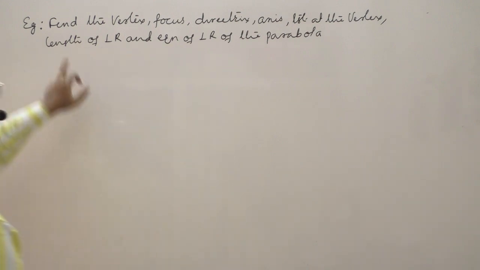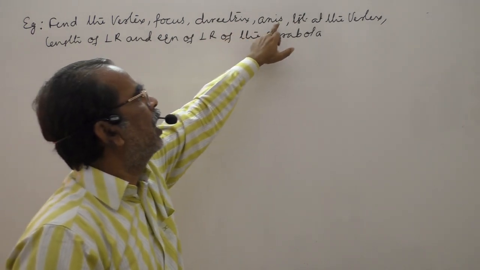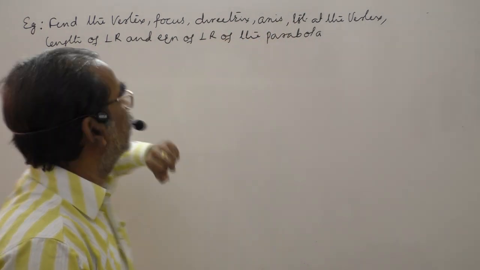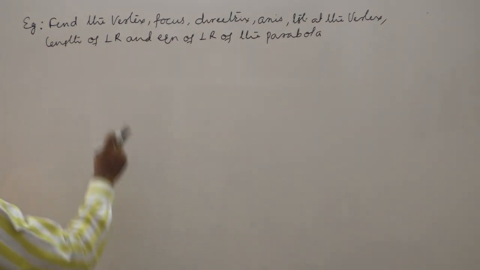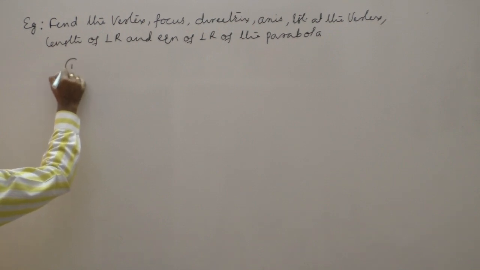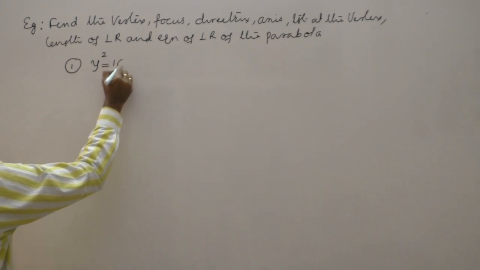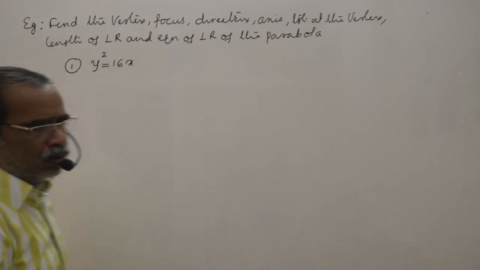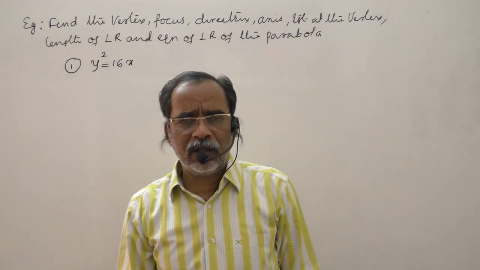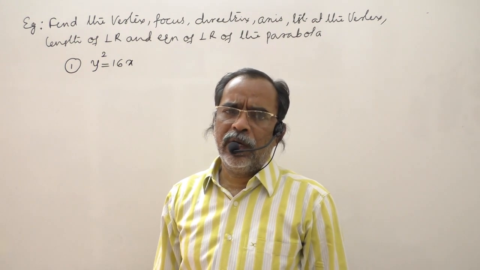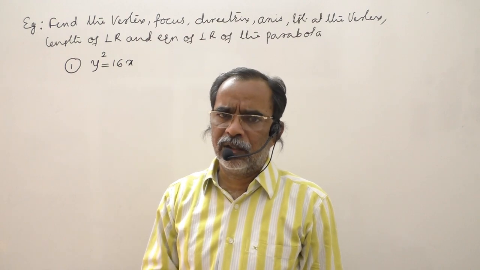See the question. Find the vertex, focus, directrix, axis, tangent at the vertex, length of the latus rectum and equation of the latus rectum of the parabola. So a parabola is given: y square equal to 16x. Listen how to solve the problems. Here a parabola's equation is given. You should be able to identify this. Where is it? It is in first set, second set or third set.